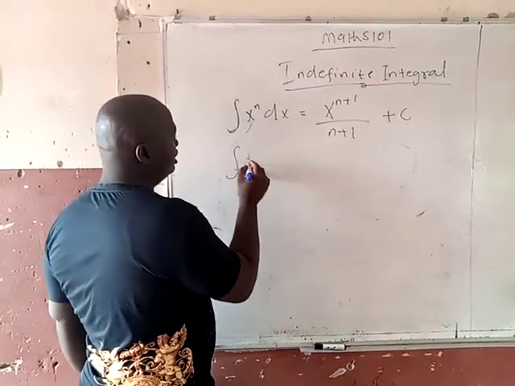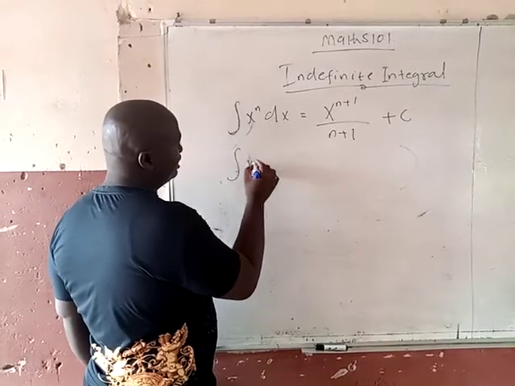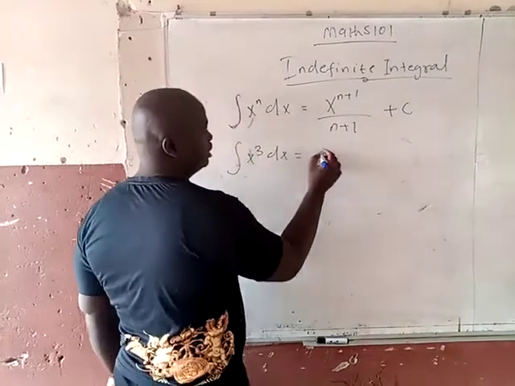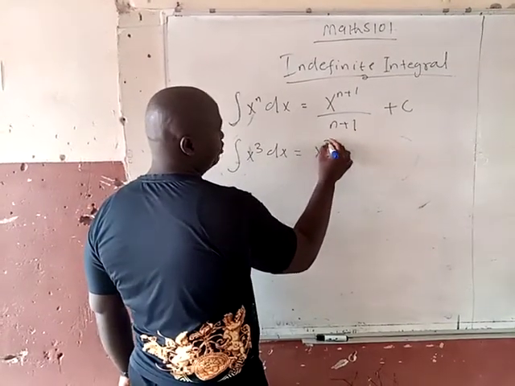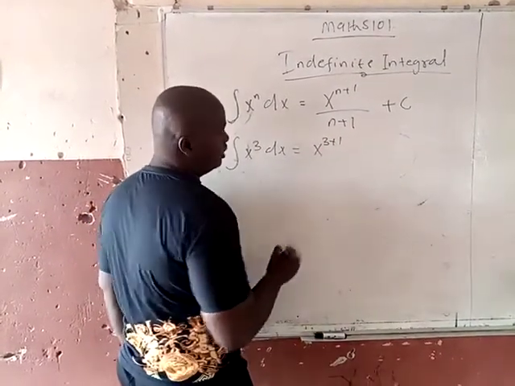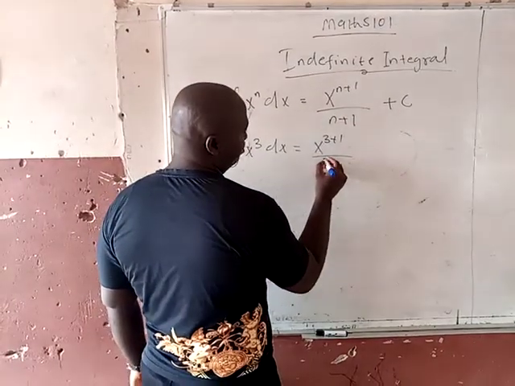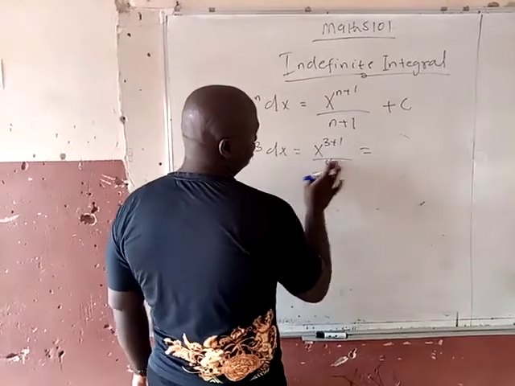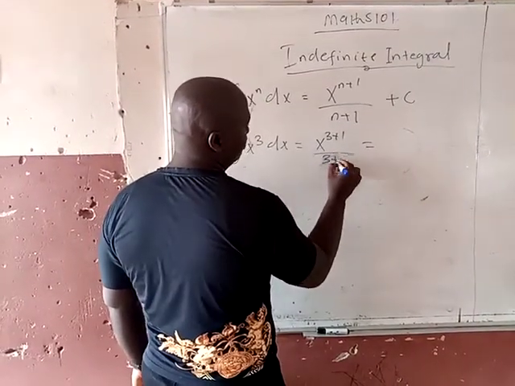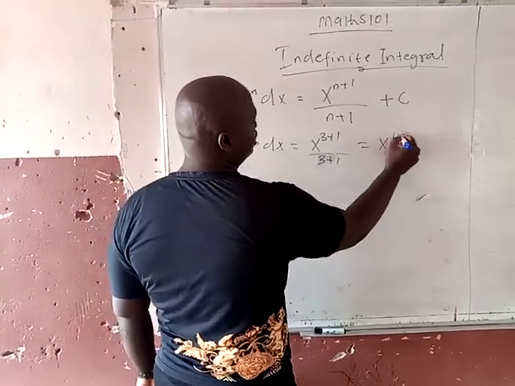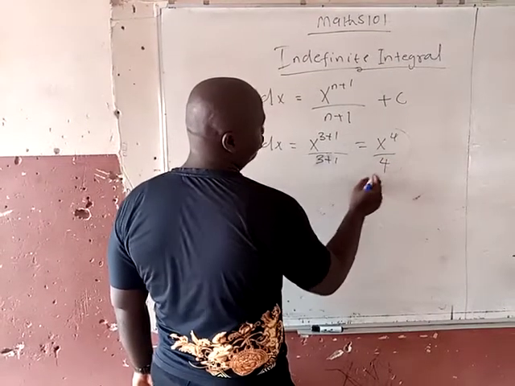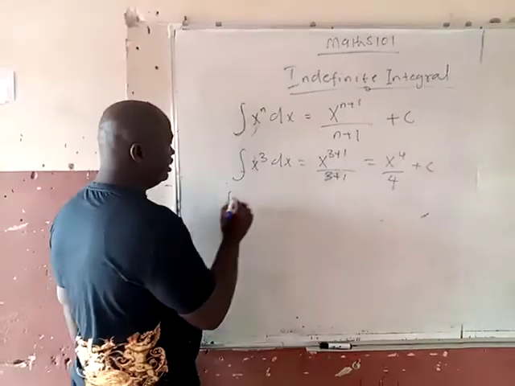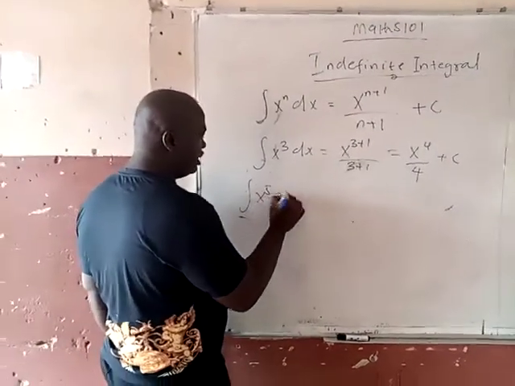If I give you the integral of x raised to the power of 3 dx, it's simply what? x raised to the power of 3, you add 1 to the power, and then you divide everything by this, 3 plus 1, which gives you 4. So this will give you x raised to the power of 4 divided by 4 plus what? C.